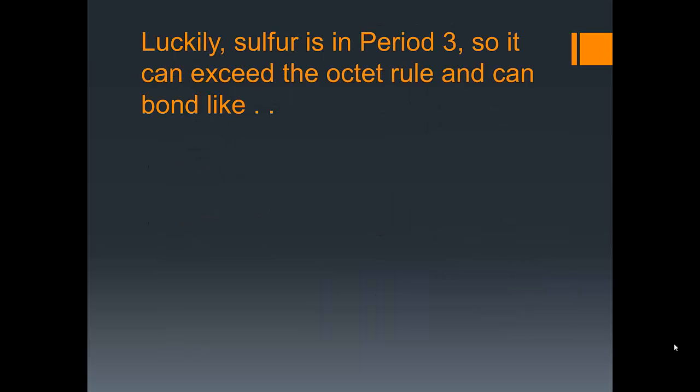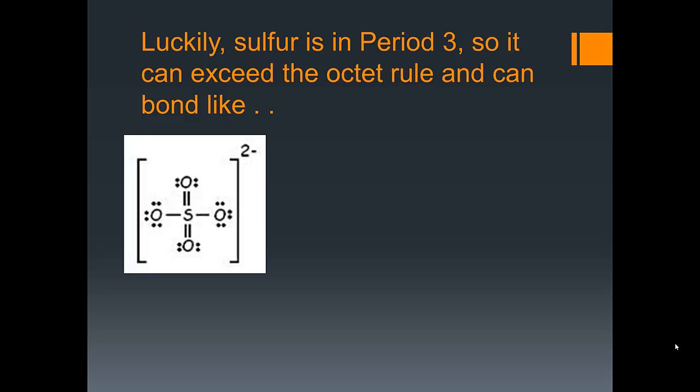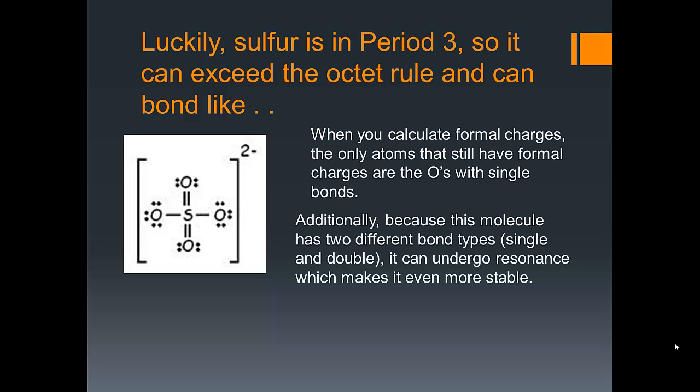Luckily for us, sulfur is in period 3, so it can exceed the octet rule and can bond like that. So here we have 2 oxygens that are bonding appropriately. They have 2 bonds, they have 4 lone electrons, they're happy. The other 2 oxygens have to kind of stay in their not happy state, so they are only making single bonds and they have a total of 6 lone electrons there. The sulfur itself is making a total of 6 bonds. When you calculate the formal charges here, the only atoms that still have formal charges are the oxygens with the single bonds. So let's just think about that for a second.